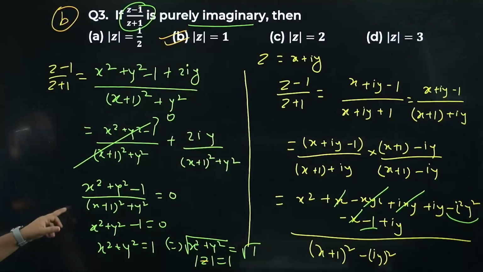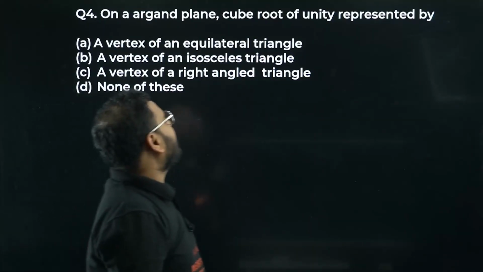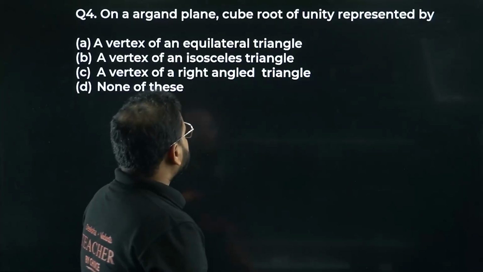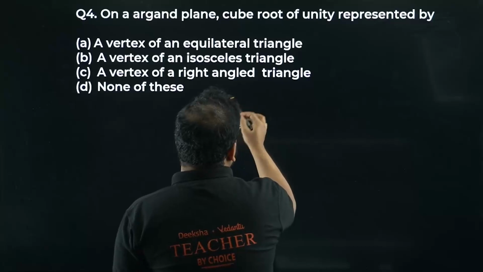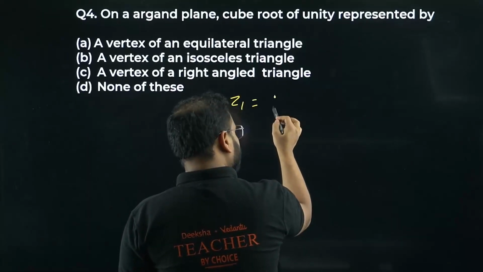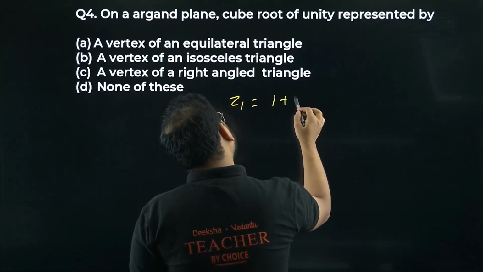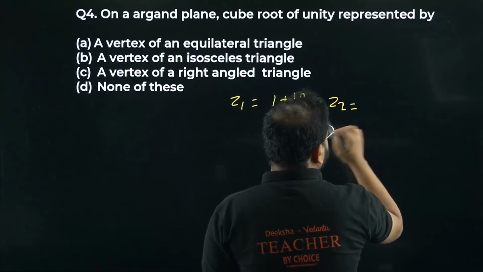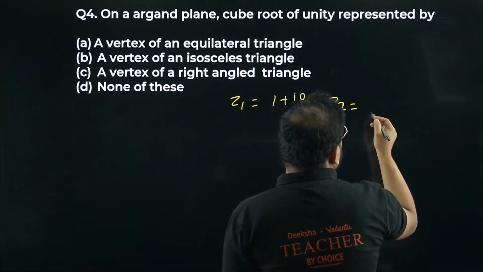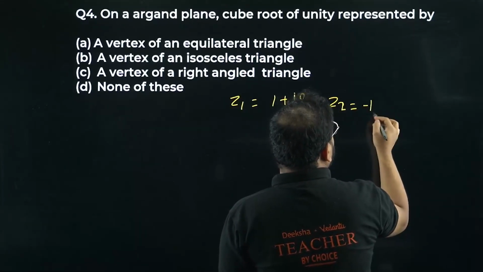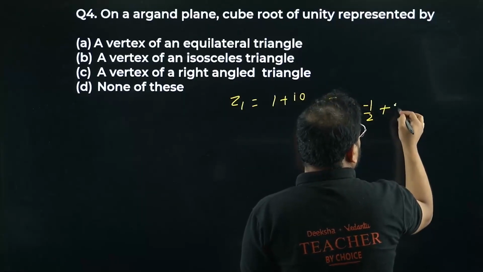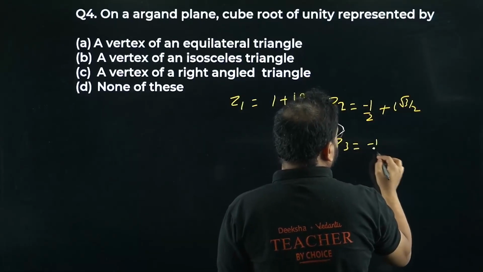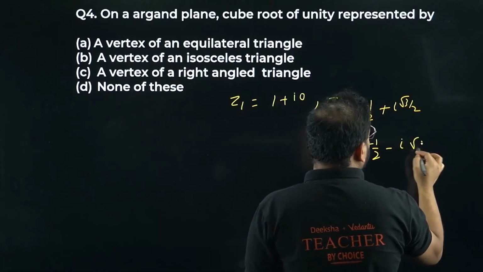Have a look. On an Argand plane, cube roots of unity are represented by. So we have three roots now. You have z1 as 1, I can write 1 plus i times 0. Then I have z2, which was nothing but minus 1 by 2 plus i times root 3 by 2, and z3 is minus 1 by 2 minus i times root 3 by 2.